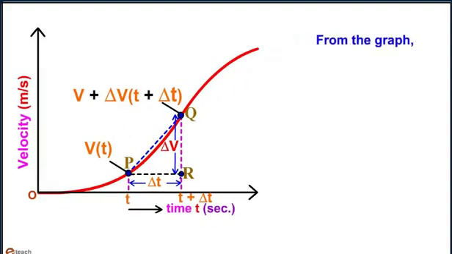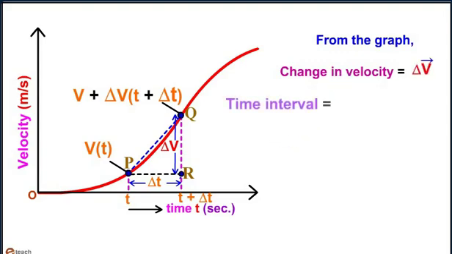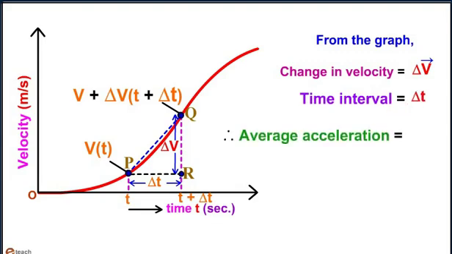From the graph, change in velocity equals final velocity minus initial velocity, that is v plus delta v minus v. That is, change in velocity equals delta v. Time interval equals final time minus initial time, equals t plus delta t minus t. That is, time interval equals delta t. This implies average acceleration equals change in velocity upon time interval, that is delta v upon delta t.